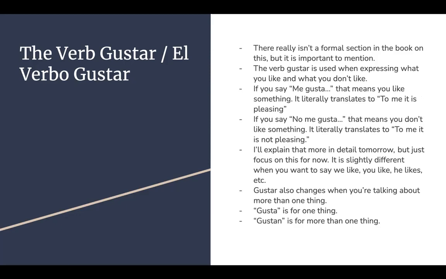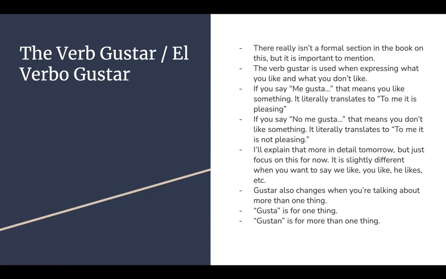So, if you say "me gusta," you like something. If you say "no me gusta," you don't like something. To say you don't like something, you just add "no" in front of it. So that part's pretty easy. We'll probably go over it a little more tomorrow, but focus on that for now. It is slightly different when you want to say we like, you like, he likes, but we'll focus on "I like" right now.